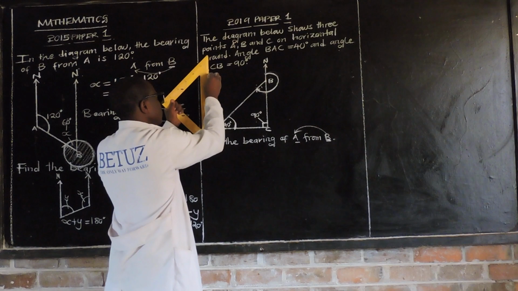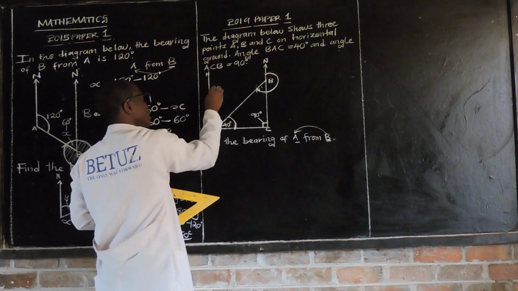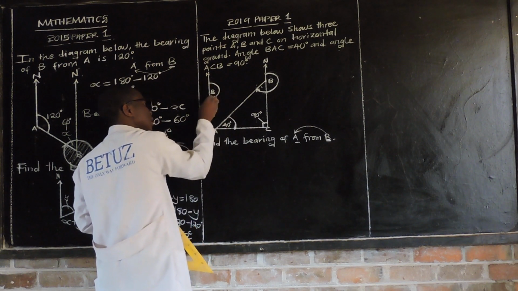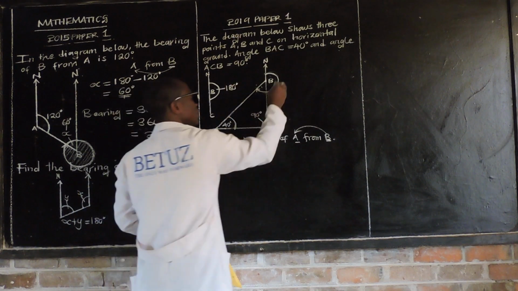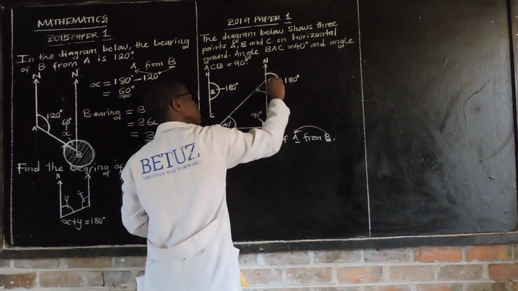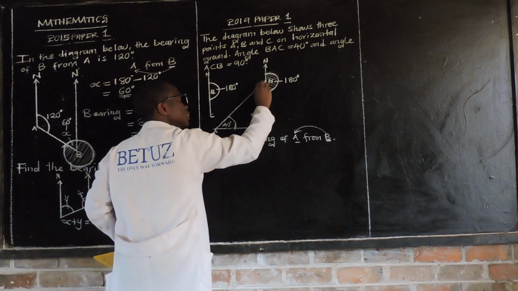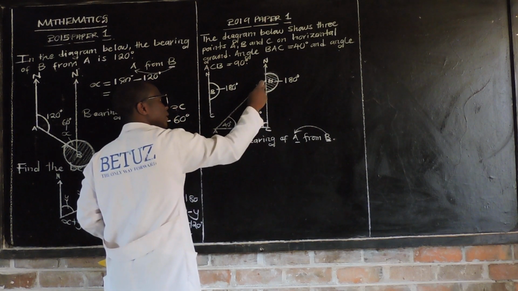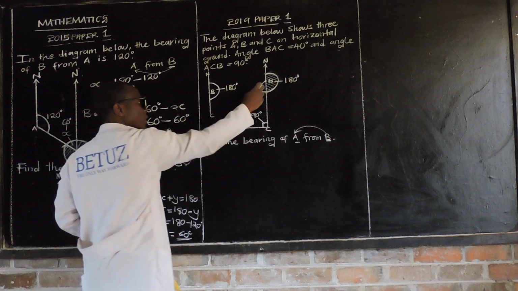You have got N, you have got B, and you have got C. This one is a straight line, and angles formed on a straight line add up to 180. So this is 180. Okay? So what we need to do is we need to know now this remaining part. Now let's find this angle, which is angle ABC. Okay, let's find angle ABC.